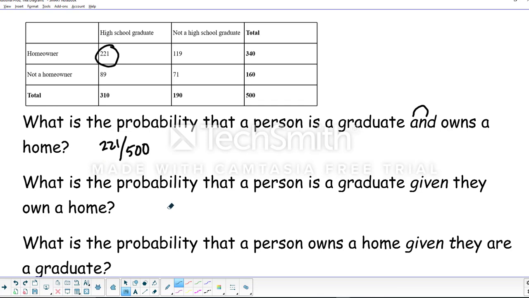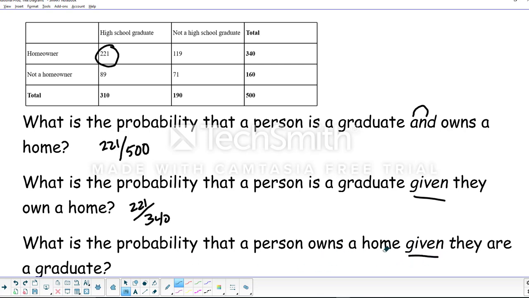Not a big deal. Next one, what is the probability that a person is a graduate given that they own a home? So now we are introducing these ideas of conditions. When it says given they own a home, we have to assume that the only ones we're looking at now are homeowners. So how many homeowners do we have? This number right here, 340. That becomes our denominator. So of those 340, how many are graduates? 221.